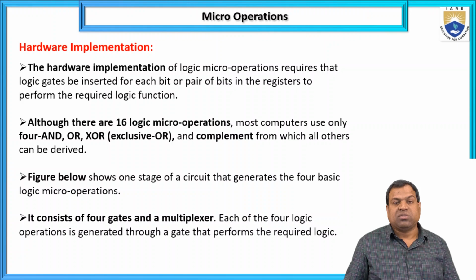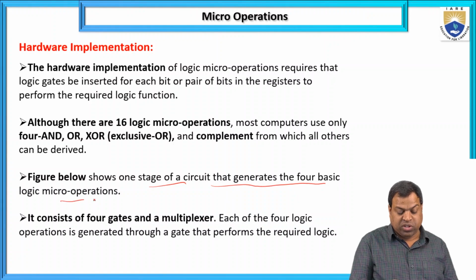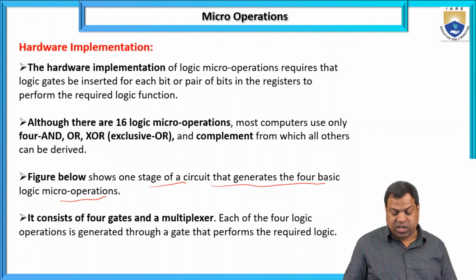Hardware implementation of the logics. The hardware implementation of logic microoperations requires that logic gates be inserted on each bit or pair of bits in the registers to perform the required logic function. Although there are 16 logic microoperations, most computers use AND, OR, XOR, exclusive OR and complement, from which all others can be derived. One stage of a circuit that generates the 4 basic logic microoperations consists of 4 gates and a multiplexer.